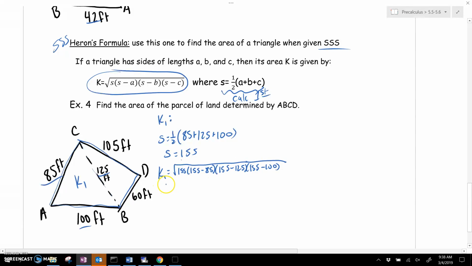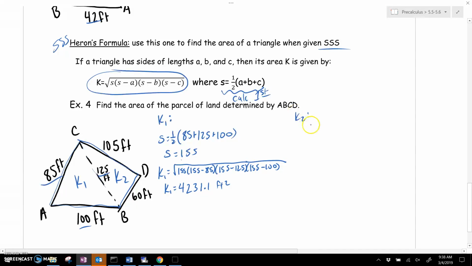And then just make sure you're practicing how to type those into your calculator. For the first area, I got 4,231.1 feet squared. That's not my answer though, because remember we want both sides. So now I have to find the other side.